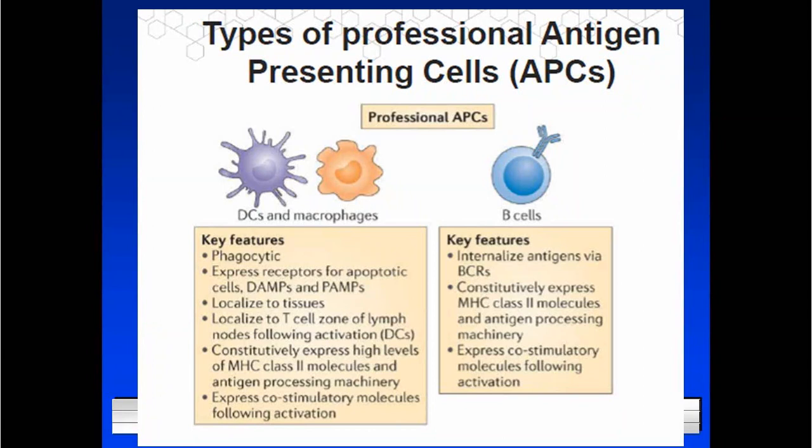The dendritic cells and macrophages are professional antigen presenting cells presenting antigen mainly to T helper 1 lymphocytes, and also the B lymphocytes are antigen presenting cells presenting the antigens mainly to the T helper 2, as you see in the previous figure.